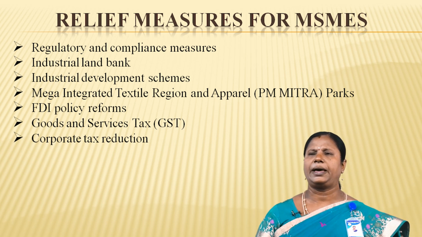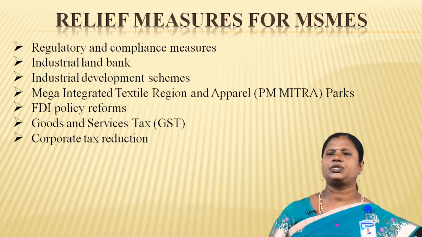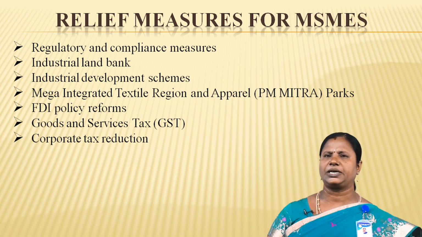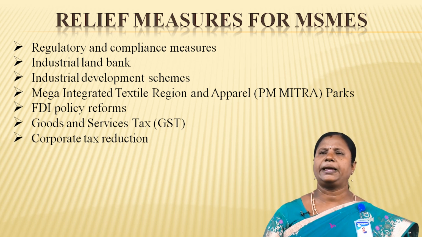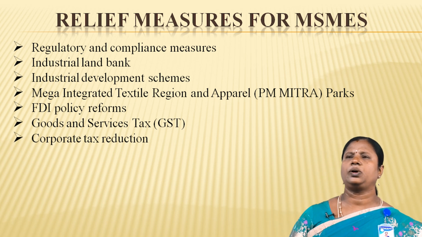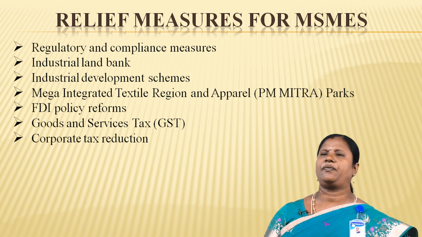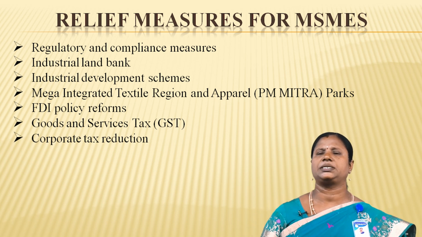Then relief measures for MSMEs: regulatory and compliance measures, industrial land bank, industrial development schemes, mega integrated textile region and apparel parks, FDI policy reforms, goods and services tax, GST, corporate tax reduction, etc. Then regulatory and compliance measures. The government has taken measures to reduce the compliance burden, including simplifying procedures, rules and regulations.